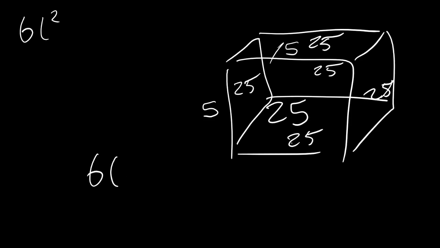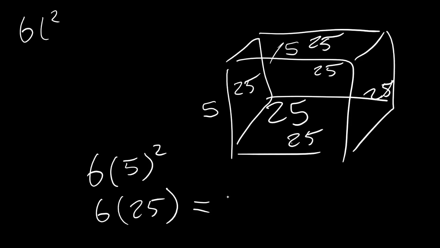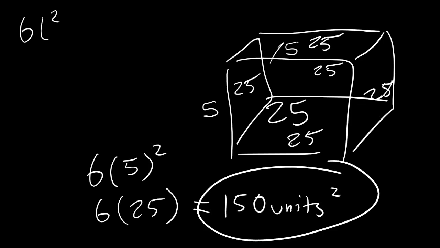So 6 times L is 5 squared. 6 times 25, because 5 squared is 5 times 5, which is 25. And this is 150 units squared. Okay, we won't get into much because it'll take a long time. There's only 2 questions about cubes in the homework.